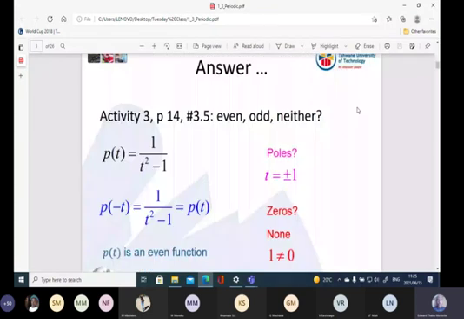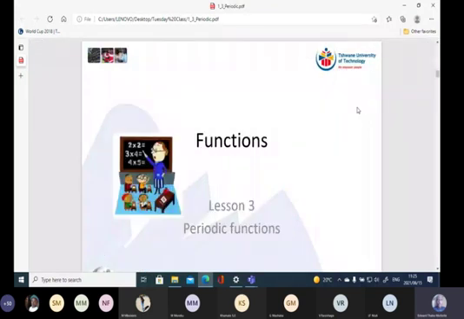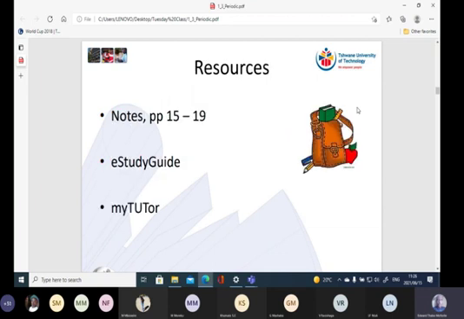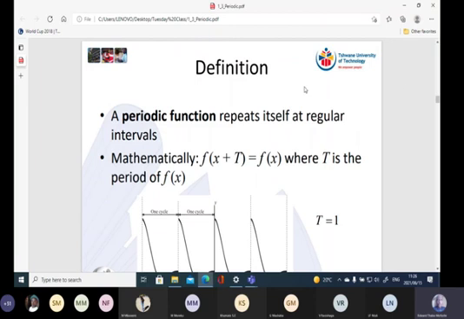Okay, this one we have discussed the wholes and the poles and the zeros. It's under polynomials. Now, in this slide, I'm going to discuss only two things. You should be able to define or explain the concept of periodic functions, sketch and specify the number of cycles of the periodic functions. Only two things that I want from you. Okay, ignore this one. Now let's define.